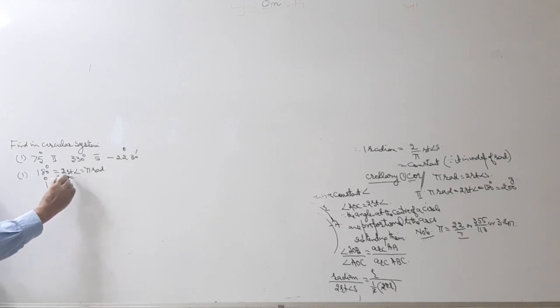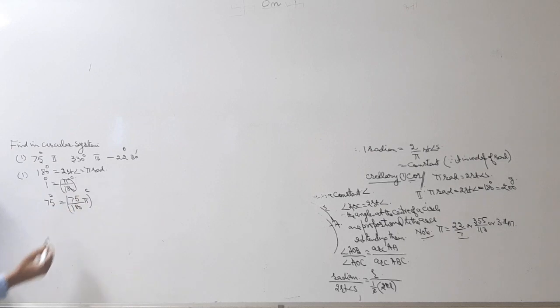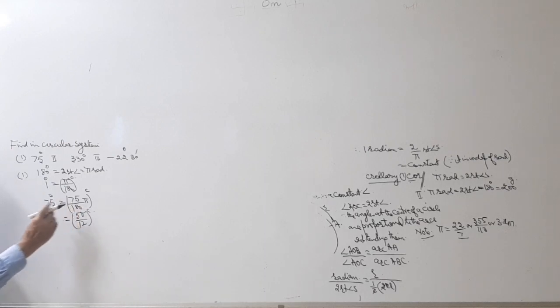Here, for radians, write C. And 75 degrees is equal to 75 upon 180 pi radians. When you simplify at this level, it becomes 5 pi upon 12 radians. This is, 75 degrees is equal to 5 pi by 12 radians.